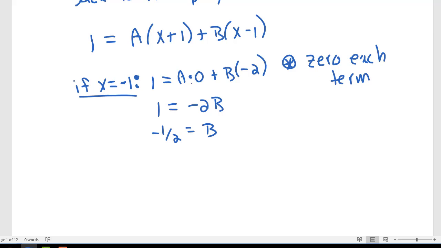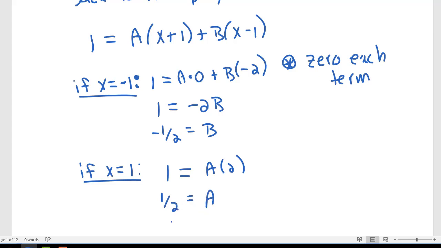If I'm zeroing the other term, x equals 1 would zero this term and make the b go away. So if x is equal to 1, then we're going to zero the b term. I plug x equals 1 over here, and it's just 1, since there's no x over there to plug into, and I get a times 2. So a is 1/2. Okay, so there's a nice little shortcut.